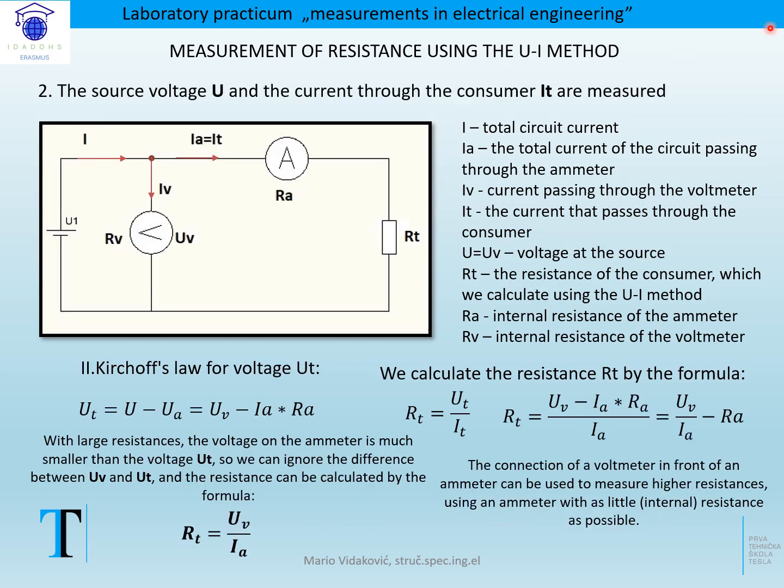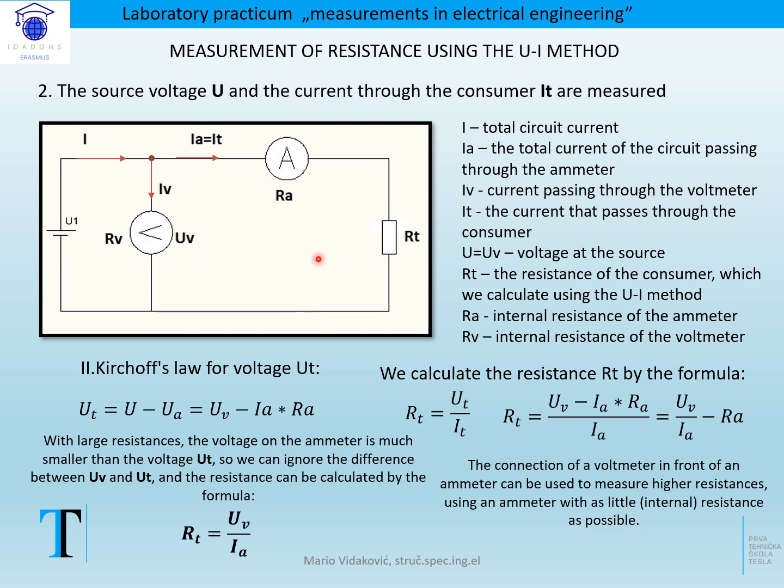Measurement of the resistance using the UA method, the second schematic. The source voltage U and the current through the consumer IT are measured. Now the voltmeter is in front of the ampermeter, and we have these values. I is the total circuit current. IA is the total current of the circuit passing through the ampermeter. IV is the current passing through the voltmeter. IT is the current that passes through the consumer. And U equals UV, the voltage of the source.